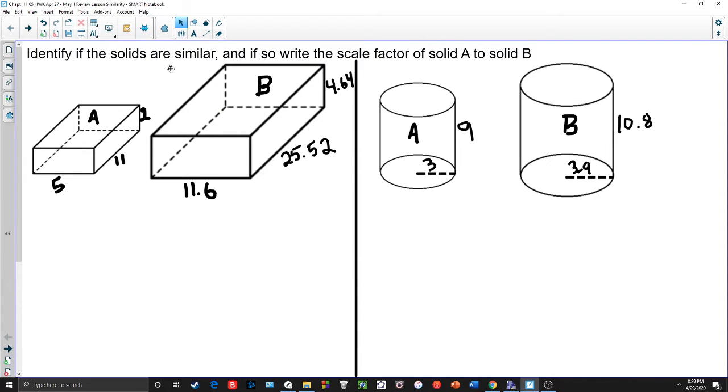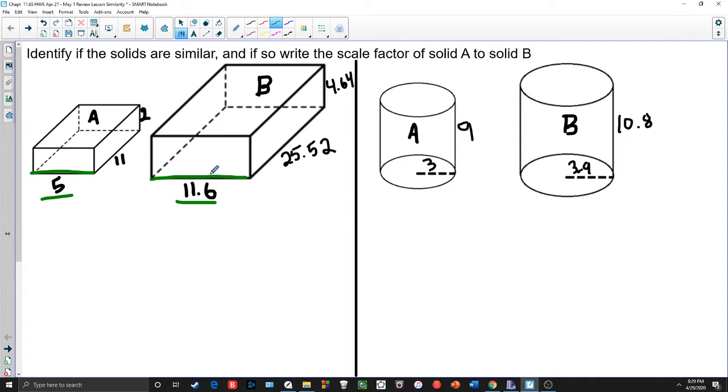So first off was identifying whether solids are similar and identifying the scale factor that went with them. Remember, solids are similar if the fractions of each corresponding set of pieces match up with each other. For instance, we have 5 units for this line right here, and 11.6 units for this line right here.